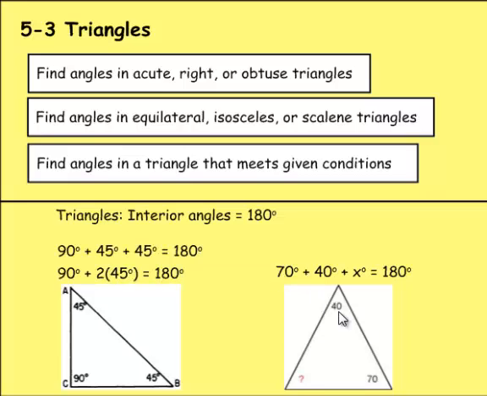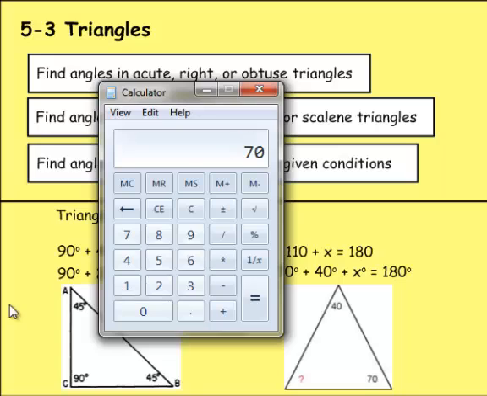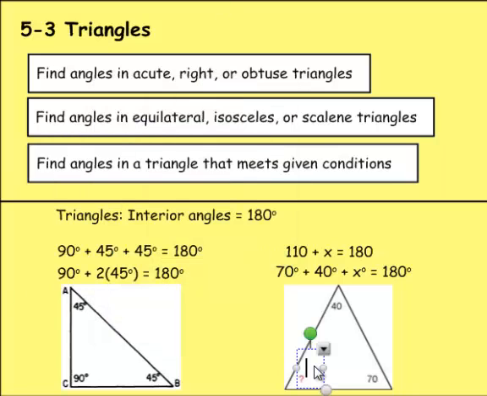Which means I can also find unknown measures because of this rule that they always equal 180 degrees. I could ask myself what 70 plus 40 plus what would equal 180 degrees. So I could do 110 because that's 70 plus 40, plus x degrees equals 180. And then I could subtract 110 from both sides. So 180 minus 110 would be 70. So I could solve for this angle by using that same method.